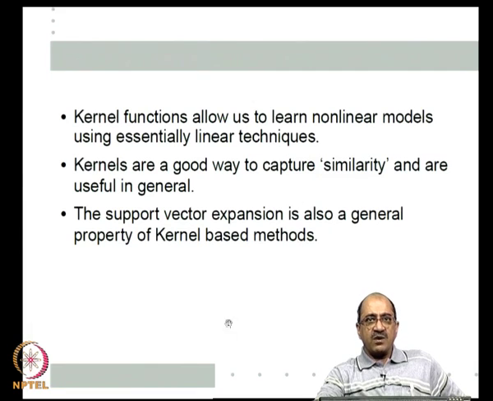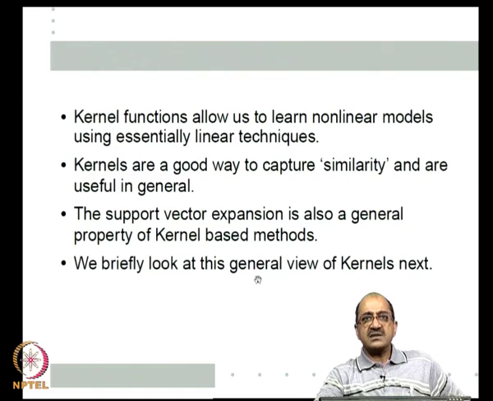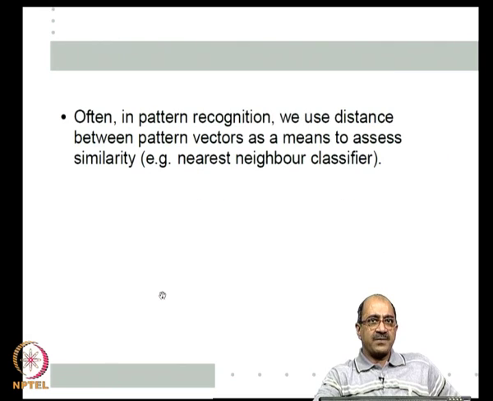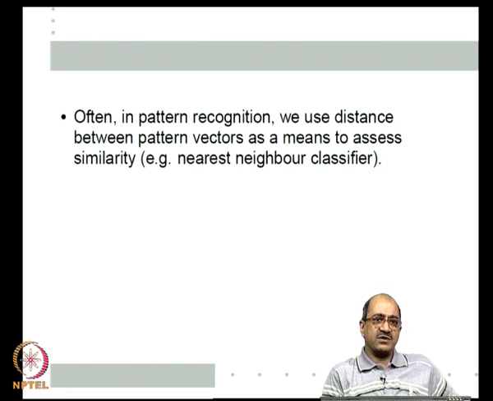So, what we will do in this class is look at a general overview of kernels. I will first give you a brief idea of what we mean by kernels being a good way to capture similarity, and then we look at positive definite kernels in a little more detail, to understand the kernel idea in a slightly more general fashion than what we have seen so far. In pattern recognition, we always use distance as a means to assess similarity. That is one of the ways in which you can do this.